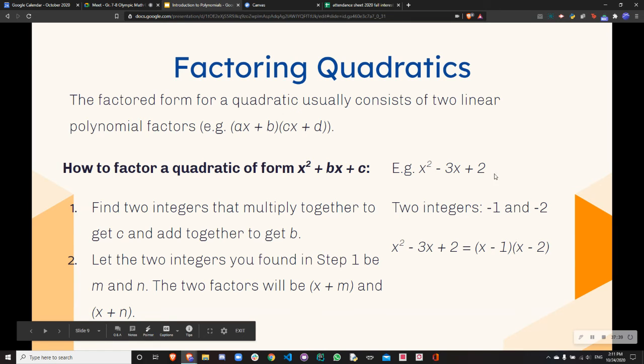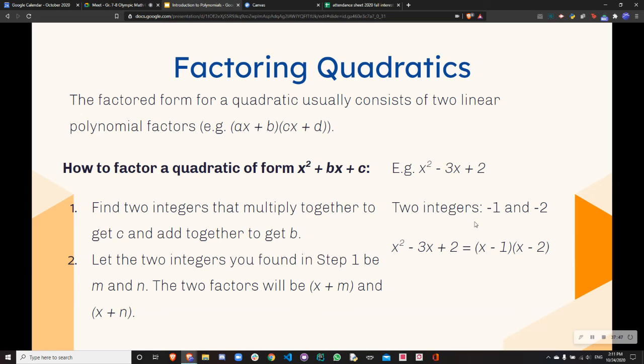Now let's look at an example: x squared minus 3x plus 2. Let's try to find 2 integers that multiply together to get c, which is positive 2, and when you add them together, they get negative 3, which is b. The 2 integers in this case are negative 1 and negative 2.